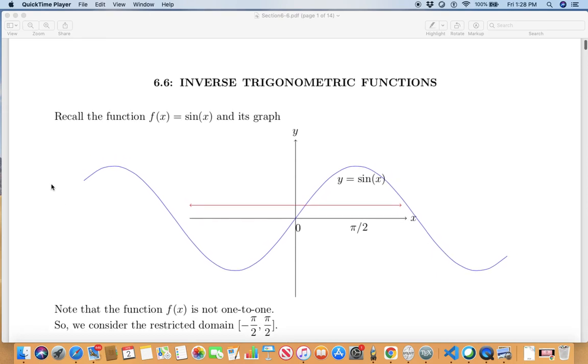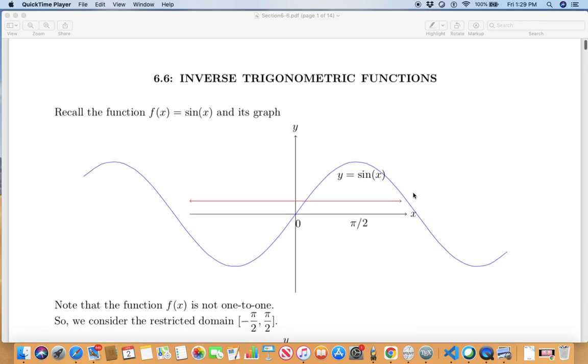Welcome back. Section 6-6, inverse trigonometric functions. Recall the function f(x) equals sine x and its graph. So sine x is this oscillating function. Sine at 0 is 0. Sine at pi over 2 is 1. Sine of pi is 0, and so on and so forth.